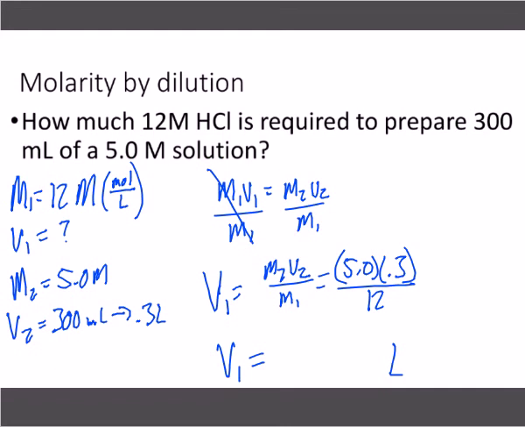What do we get for a final answer? Let's think about it. Guys, my concentration went down, which means my volume would have to go up. So my volume that I had in V1 should be lower than V2. How much do I have? How many milliliters is that? Yeah, 125 milliliters.